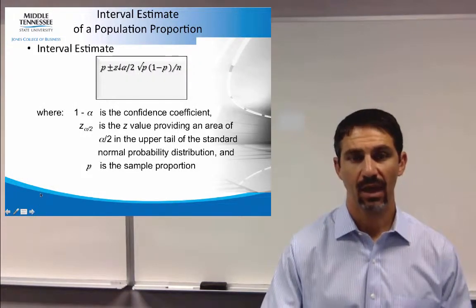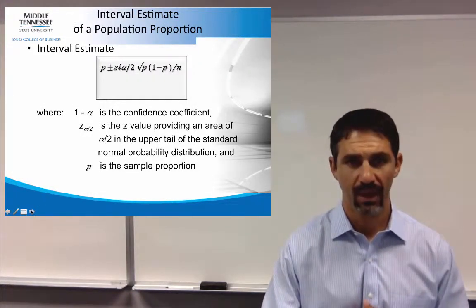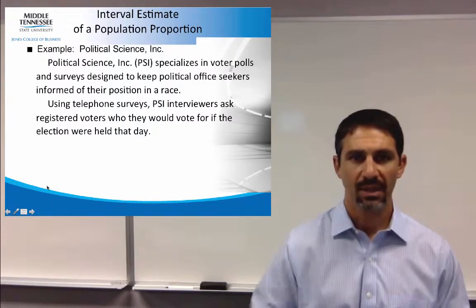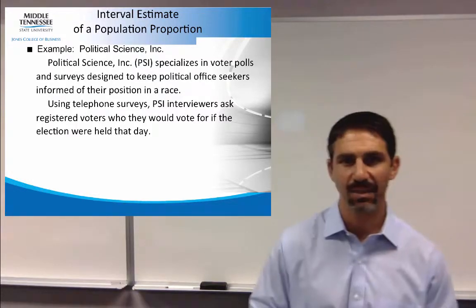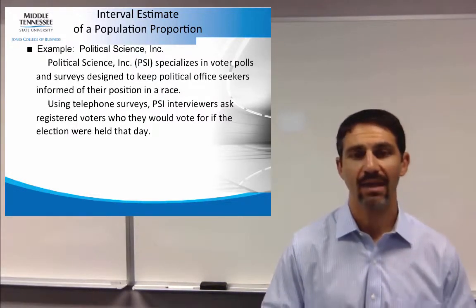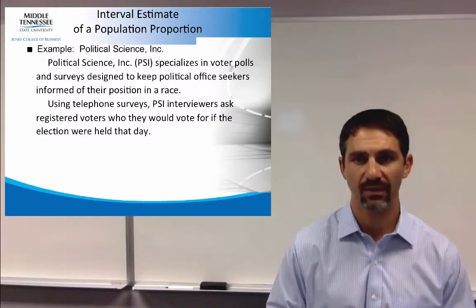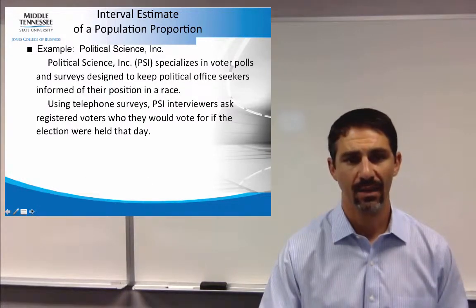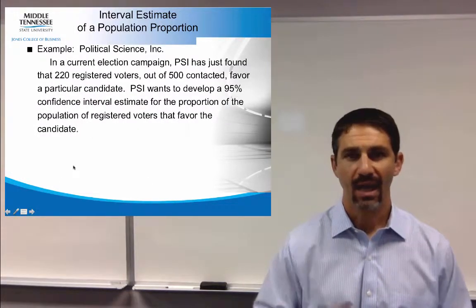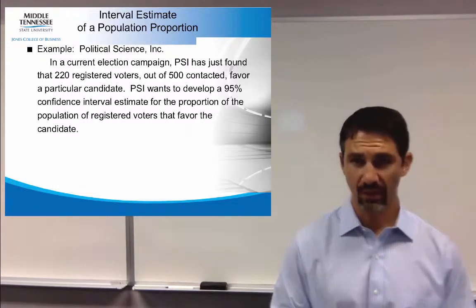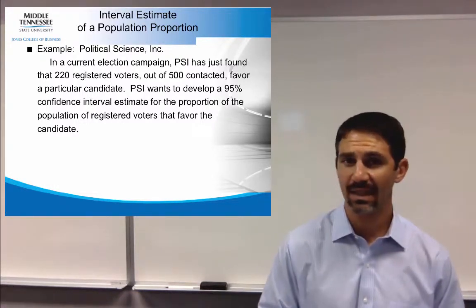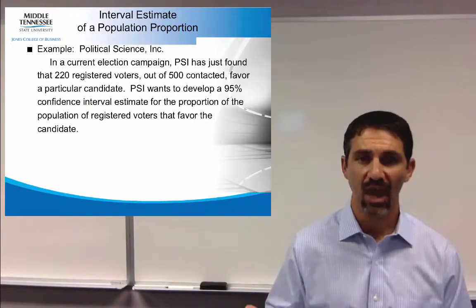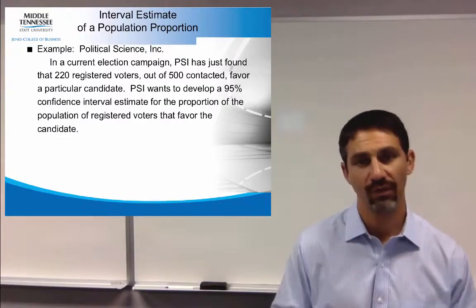So let's take a look at another example. And again, here's your calculation that I'll show you up here on the whiteboard. Well, let's say there's a political science Inc. specialized in voter polls, and they're looking at doing a telephone survey to ask registered voters who they would vote for if the election were held today. And they found out that 220 of those voters that were contacted favor one particular candidate. So 220 out of 500 is a proportion of 44%.